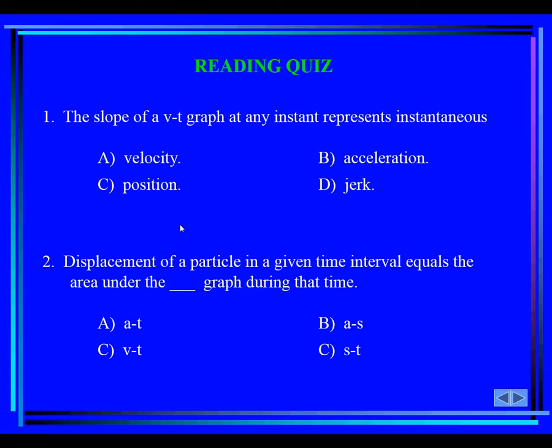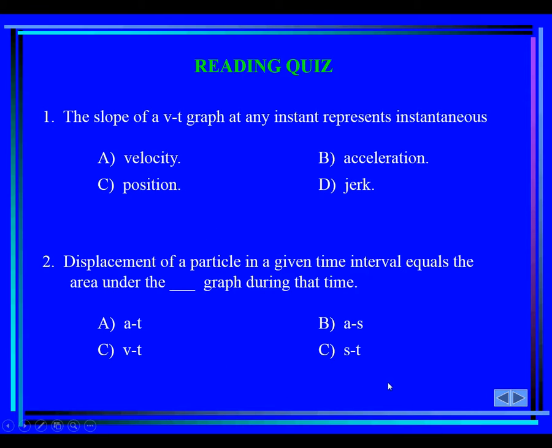Displacement of a particle in a given time interval equals the area under the velocity diagram. So the displacement for the time interval given equals the area under the VT curve.